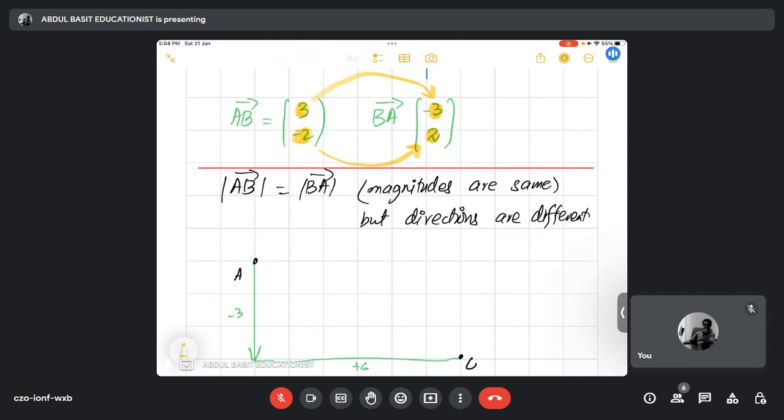If the magnitude of the vector A to B, represented by two straight lines, is equal to the magnitude of B to A, it means the magnitudes are the same, but the directions are different. Is this clear?